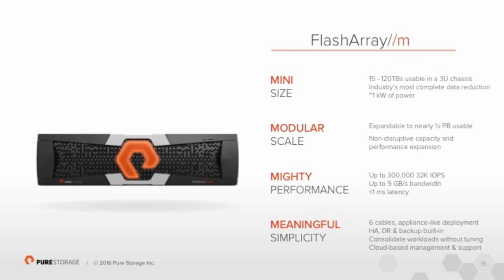These systems can go up to about 300,000 32K IOPS and result in some pretty awesome bandwidth results. Reach out to your local systems engineer to get more results that are applicable to your application-based requirements. We also wanted to make this ridiculously easy, so 6 cables to get this thing up and running, and all of the HA and DR-based systems are built in for easy deployments within your enterprise.